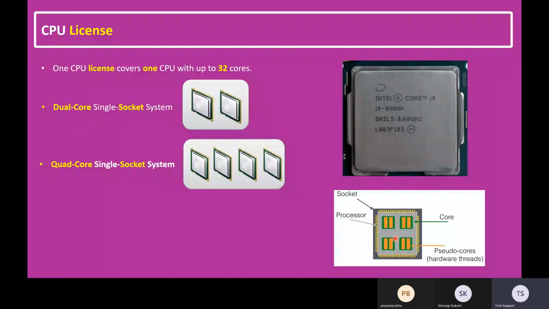But from a licensing perspective, if you have one CPU with up to 32 cores, we need to buy one license. If you have a CPU with more than 33 cores, we need to buy two CPU licenses. That is the key point here.